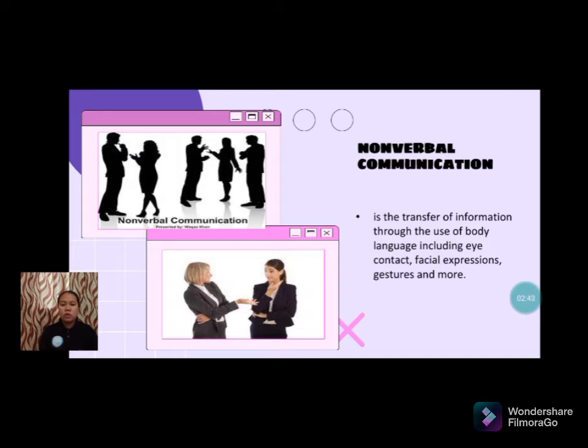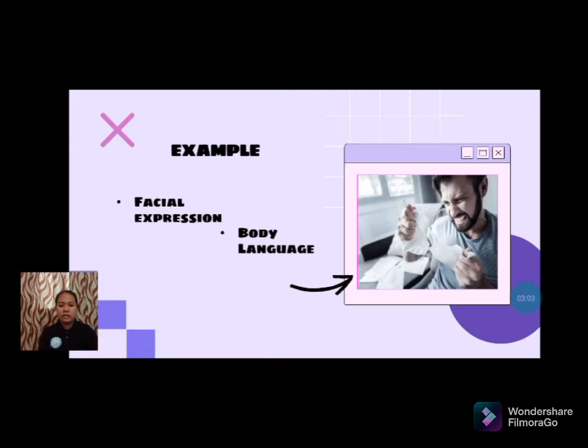Nonverbal communication is the transfer of information through the use of body language, including eye contact, facial expressions, gestures, and more. Nonverbal communication includes all the elements associated with human communication that are not expressed orally or in writing. Sometimes nonverbal communication conveys more meaning than words. For example, this man has just read some bad financial news and he's venting his anger and frustration by tearing this paper in half. His facial expressions also make his feelings clear. Also, body language is an example of nonverbal communication.